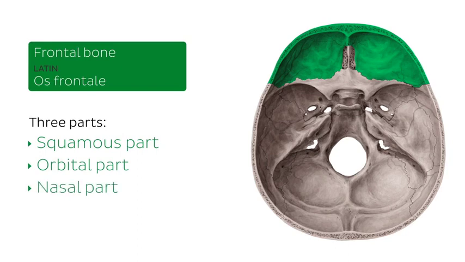The squamous part encompasses the area of the forehead and is the largest part of the frontal bone. It makes up the frontal sinuses, while the orbital part forms the ethmoidal sinuses and part of the roof of the orbit.